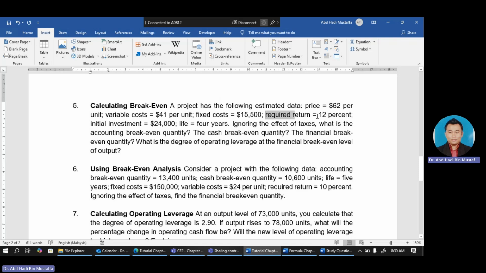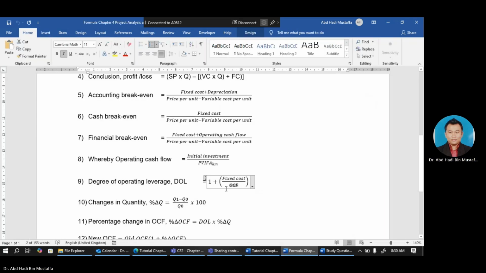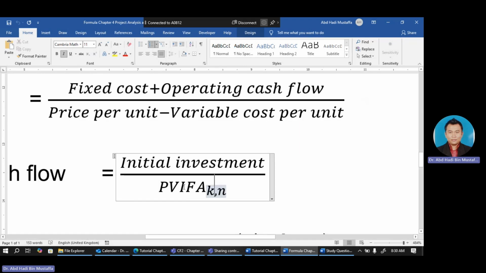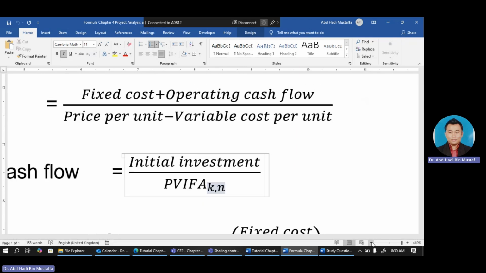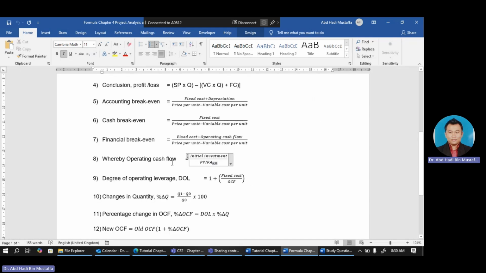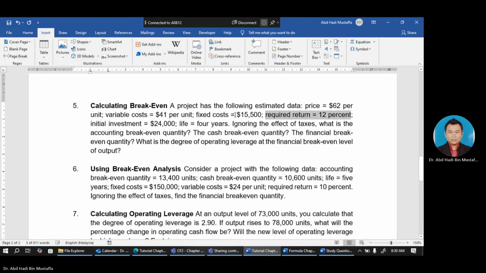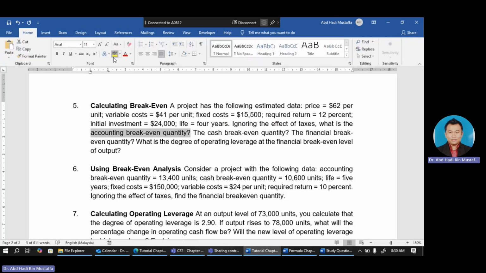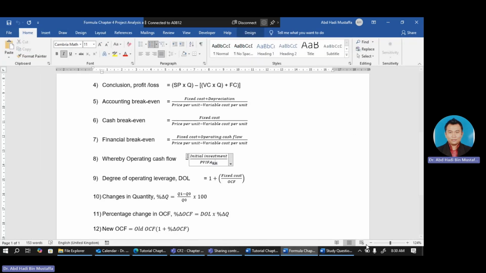Okay, so the purpose of required return is this one, to put K. The purpose of the rate of return here is to find operating cash flow, whereby the PVIFA uses the rate of return. And then initial investment 24,000, life 4 years. Ignoring the effect of taxes, what is the accounting break-even quantity? So the first question they ask you is to find the accounting break-even quantity.